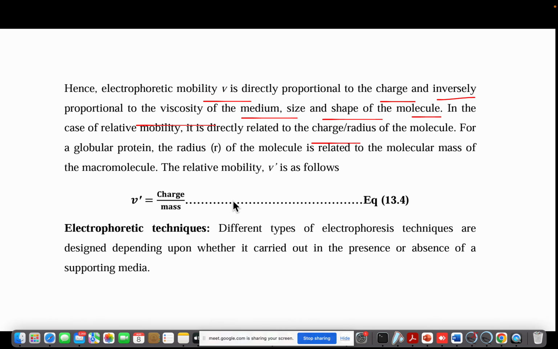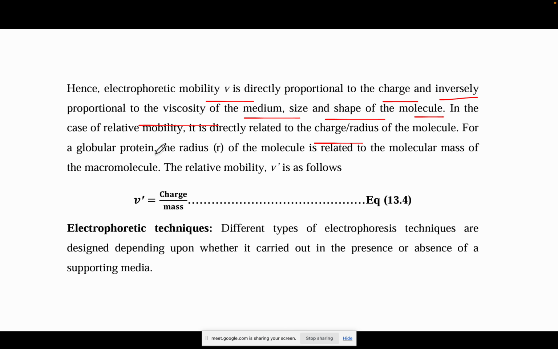For a globular protein, the radius of the molecule is related to the molecular mass of the macromolecule. So the relative mobility nu dash, or v dash, is charge per mass. If the protein's radius is big, that means the molecular mass of the macromolecule is higher. If the protein's radius is less, the molecular mass of the macromolecule is low. So the relative mobility v dash equals charge by mass.